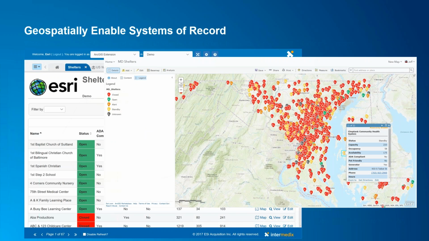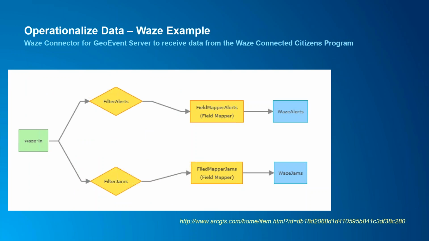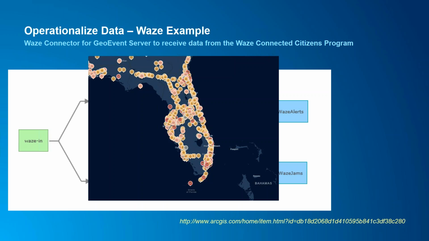Another example of operationalizing data is something that was done with the Waze data through GeoEvent Server, via a connector that connects to the Waze Connected Citizen program. There's a connector for GeoEvent that basically operationalizes the data coming out of the Waze applications and allows it to be brought into a map very quickly. This is something that we helped spur for the recent events, in this case Irma, which we're looking at here with the state of Florida. They also did this for the hurricane Harvey.